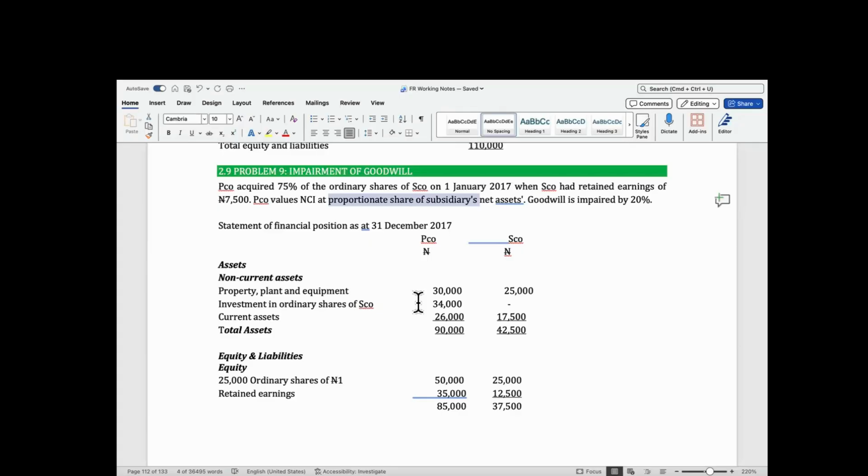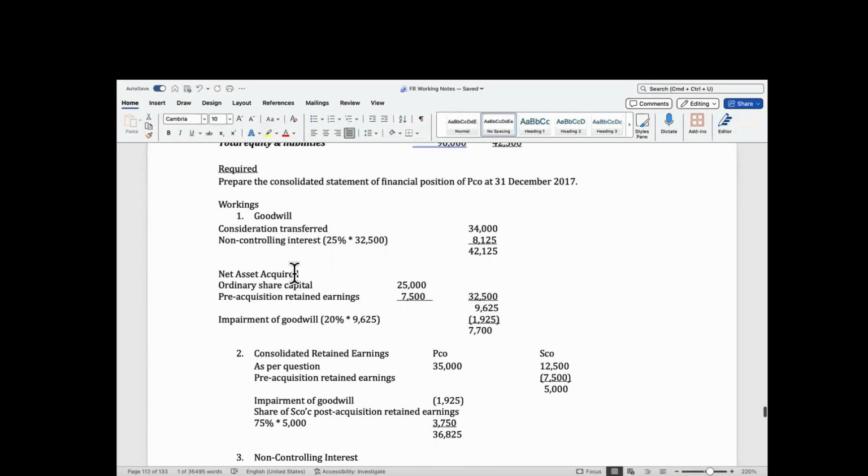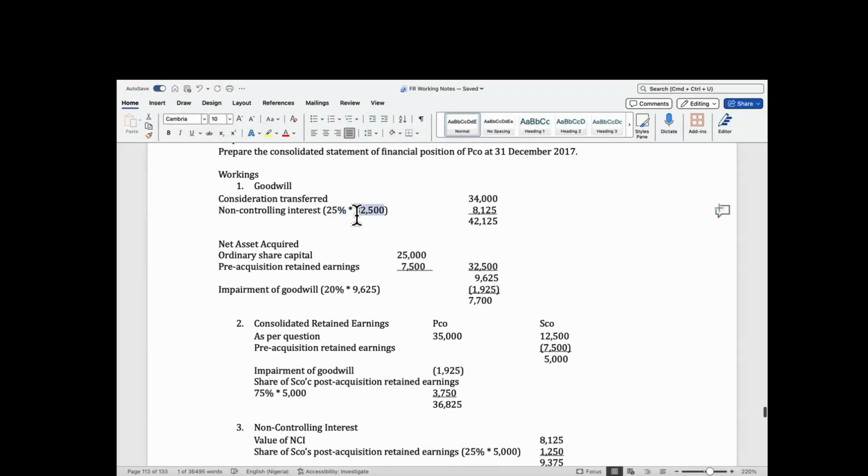So very straightforward. Let's cancel out. I will cancel this out against equity, but I can't cancel out the entire retained earnings because only 7,500 is retained earnings at the date of acquisition. So I need to show the workings. Just like before, I get the consideration transferred from the question. Now, we are measuring NCI at proportionate share, which will be 25% times the net asset of the subsidiary. So I need to work that out below.